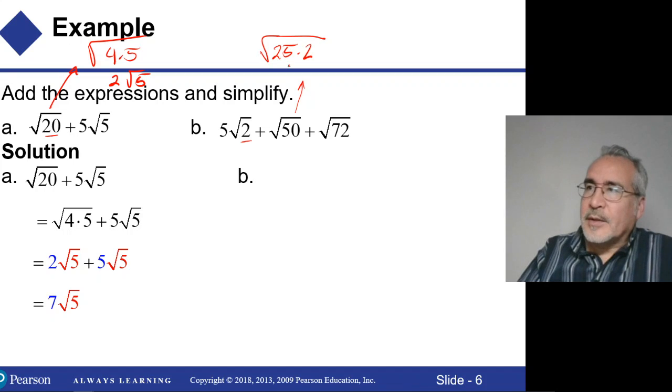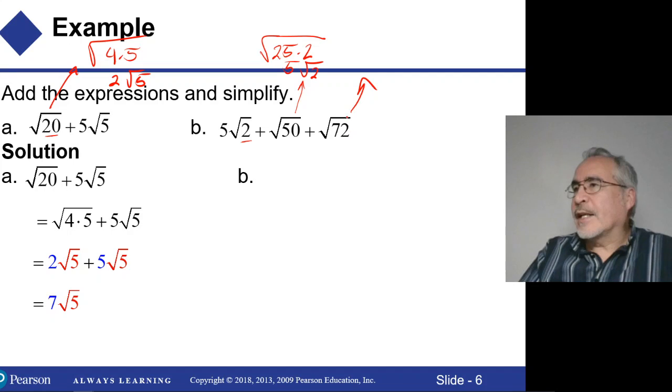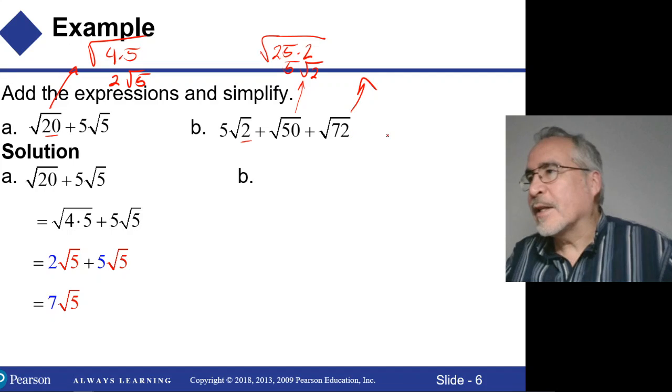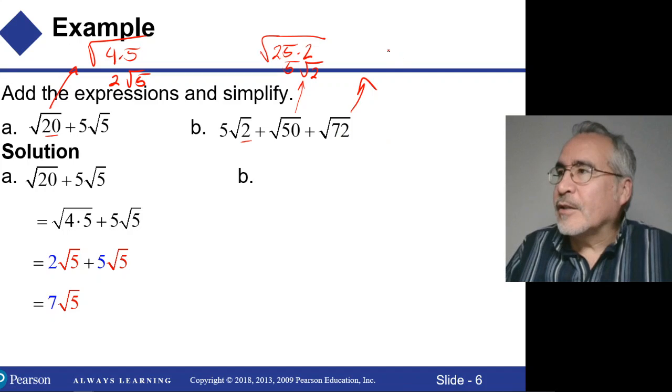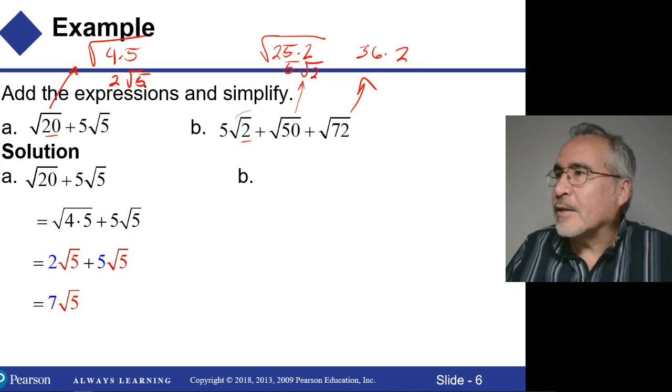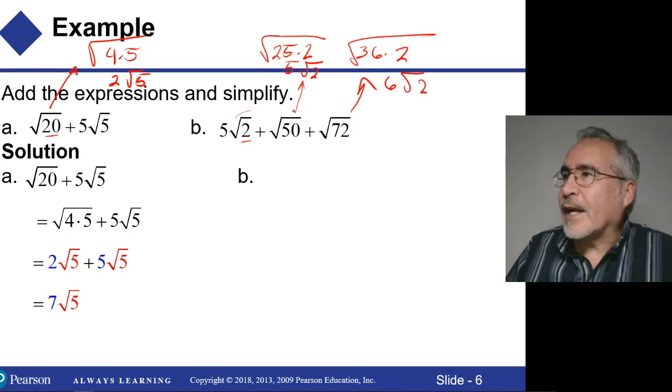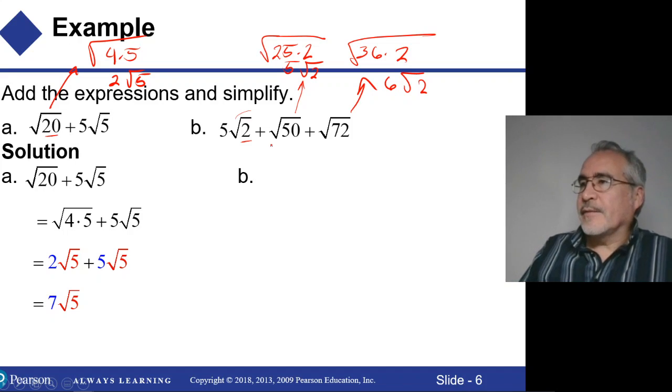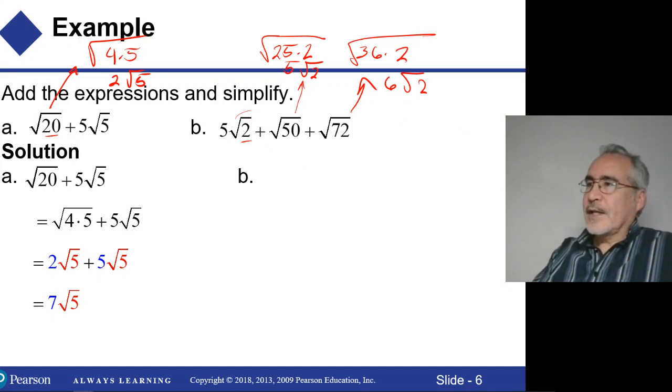Square root of 25 is 5, so that's going to be 5 square root of 2. 72, now again, I know that's 9 times 8, but 72 divided by 2, because I know that's what I'm looking for, is 36 times 2. So if you take 72 divided by 2, you get 36, and square root of 36 is 6, so we'll have that. So it's 5 plus 6, that's 11, plus 5 more, that's 16 square root of 2. Okay, right? 16 square root of 2.